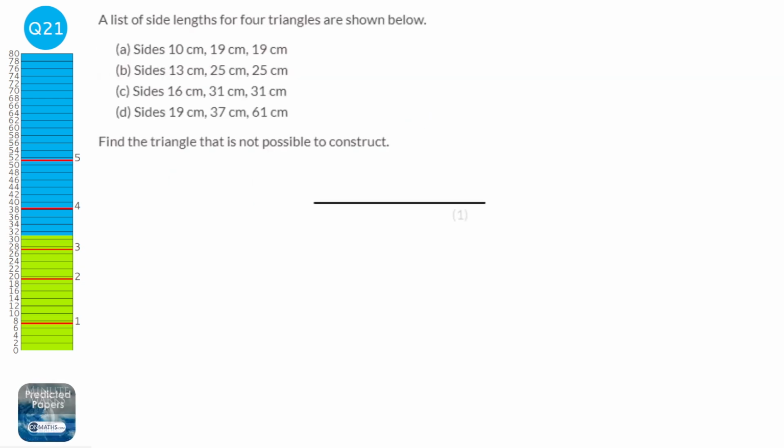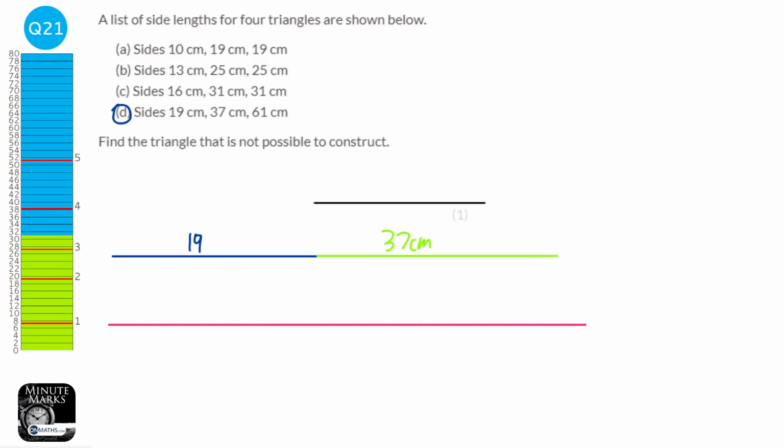For each of these options, try and construct in your head the triangles that would be made from these lengths. And I'm going to give an example for option D, and construct my triangle just with sticks. So we're going to start off with our first stick, which is 19 centimeters. Then another stick, which is going to be 37 centimeters. And we've got one last stick, which is 61 centimeters.